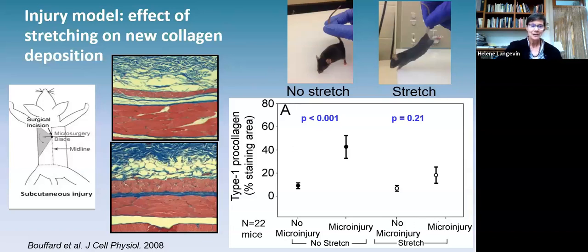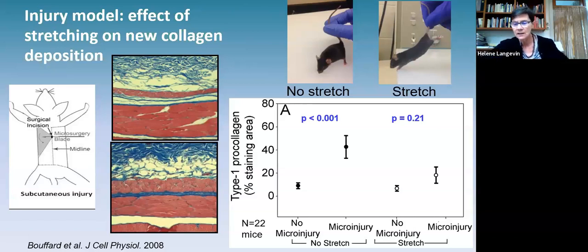And he argued that if indeed stretching decreased TGF-beta, then it should also decrease the amount of newly formed collagen after an injury. So we designed an experiment where mice underwent a very small subcutaneous tissue injury in the back. And then we randomized them to either stretching or no stretching twice a day for a week.